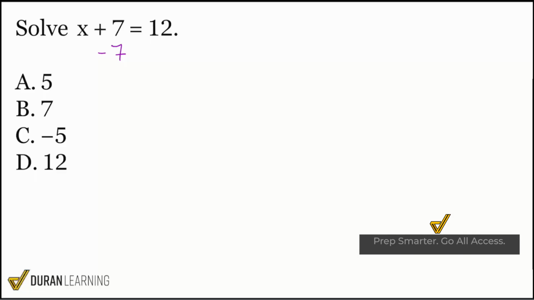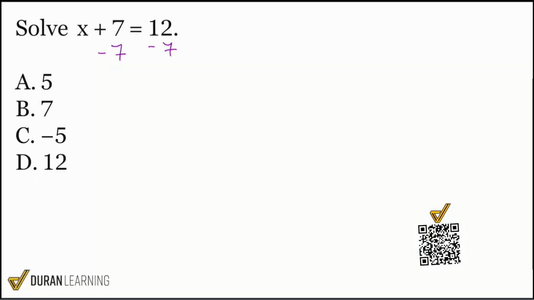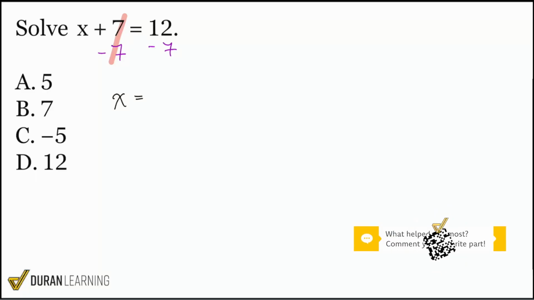Because remember, whatever you do to one side, we have to do to the other. So once we do it over here, we notice that we're going to cancel the 7 out on the left side, leaving us with x equals 12 minus 7. And that is going to be 5. And there we are. Correct answer here is going to be A, 5, because again, we worked backwards.